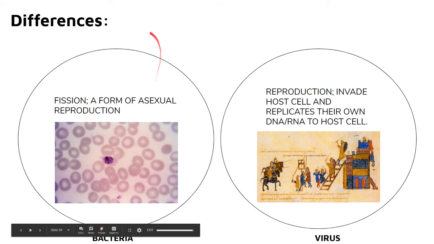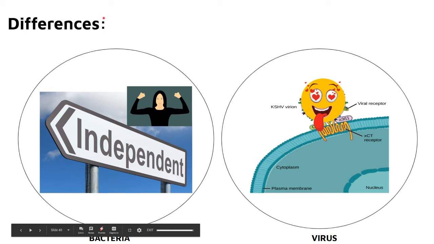Another difference is that fission is a form of asexual reproduction. That's what bacteria have. For virus, they invade a host cell and replicate their own DNA, RNA in the host cell. And as I mentioned earlier, bacteria are known to be independent. They have their own cell where they're able to be independent and live on their own to reproduce, while virus needs a host to actually pass on their DNA.